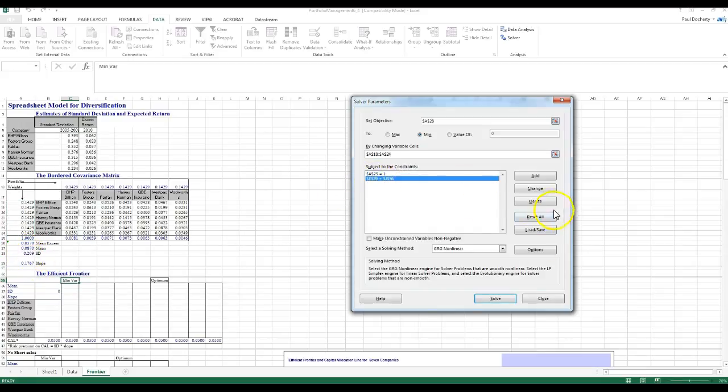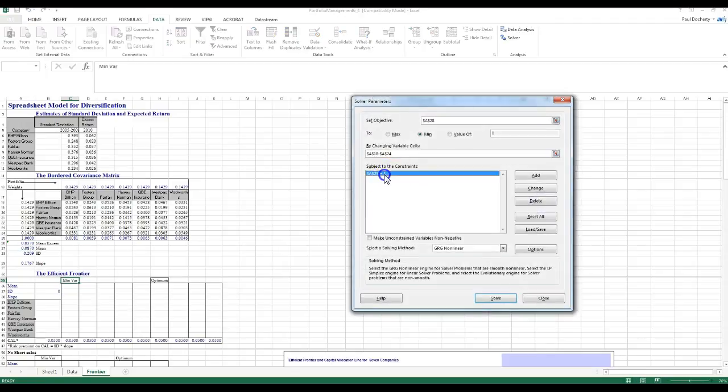But I need to include just a couple of constraints here. First of all, I need cell A25 to equal 1. Why is that? Because the sum of the weights has to equal 1. And I don't need any other constraints. By default, when I opened Solver here, it had a few other constraints. I'm just going to leave those out.